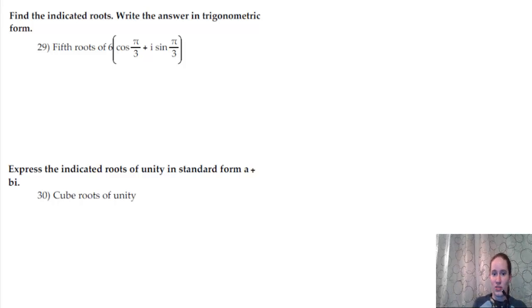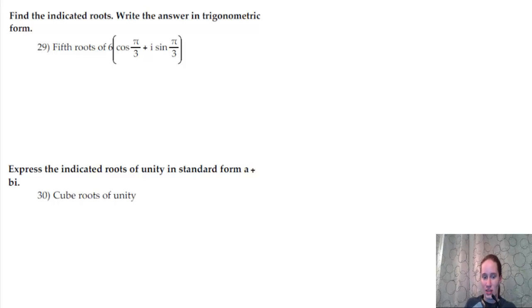Alright, let's rock these last two problems. Find the indicated roots on both of them. Write the answer in trigonometric form on this first one and in standard form on the second one.